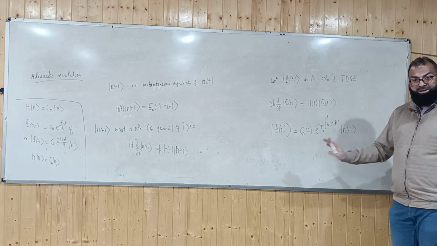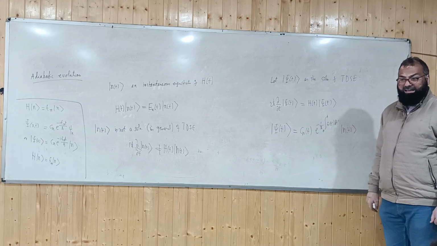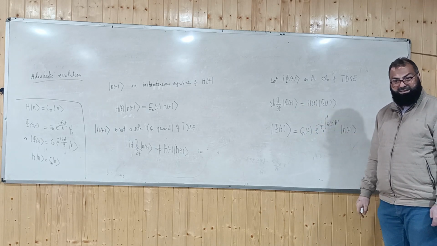So what is unknown to us? C_n. I need to figure out what this C_n is. Let's substitute this equation here and try to figure out what this C_n is.